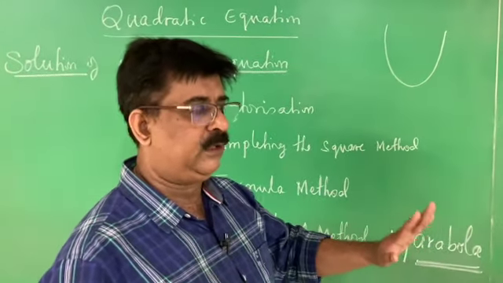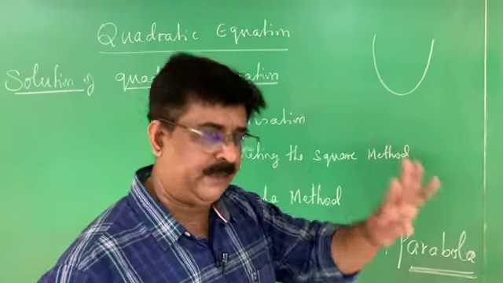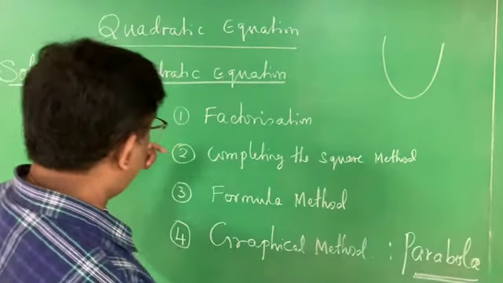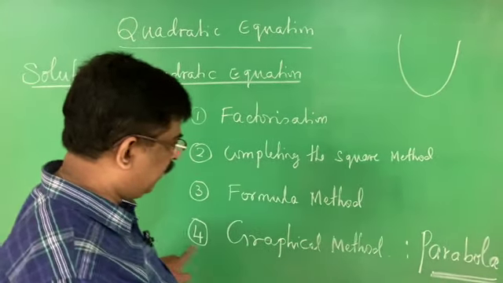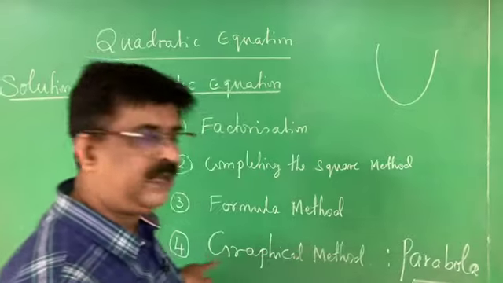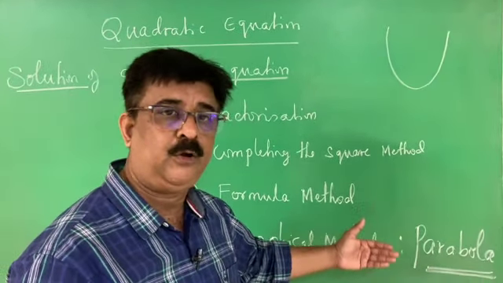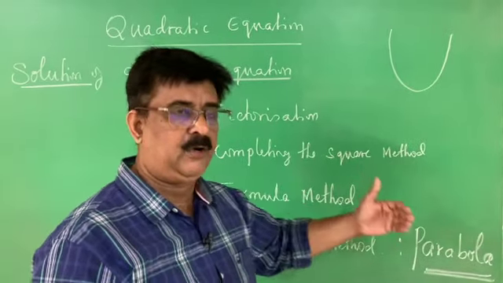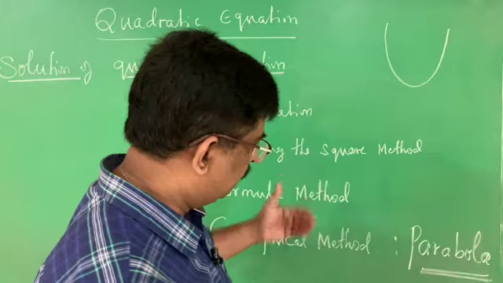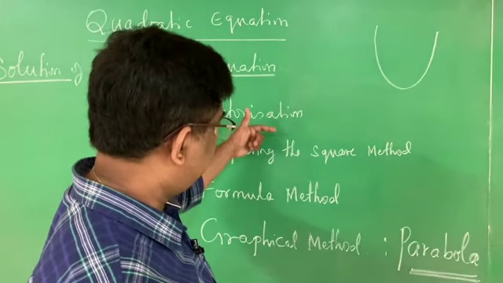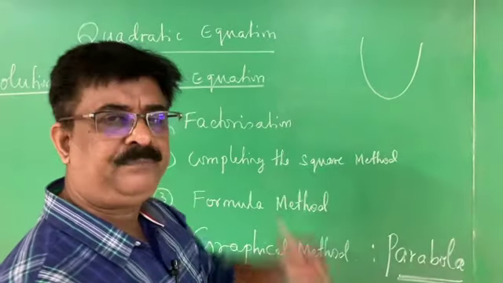Therefore, the roots of the quadratic equation can be calculated by 4 methods. But I am going to do factorization, completing the square method, and formula method, because the graphical one is completely removed. The chapter called polynomials, where linear polynomial, quadratic polynomial, cubic polynomial and biquadratic polynomial were there, has been removed from the textbook, and only these 3 things are there. Now the first one is factorization. I start. It's very simple.